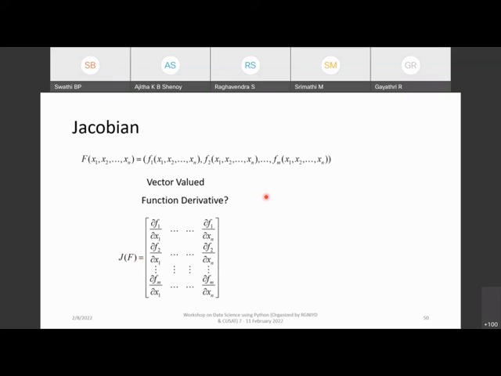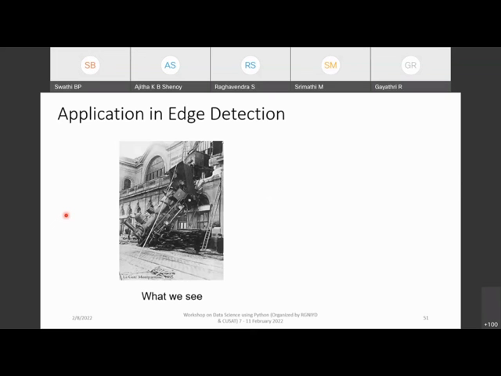The Jacobian has vast applications in neural networks, optimization and all those things. There are some recent papers which use the Jacobian for mathematical analysis of neural networks. If you are interested, you can go through those papers.